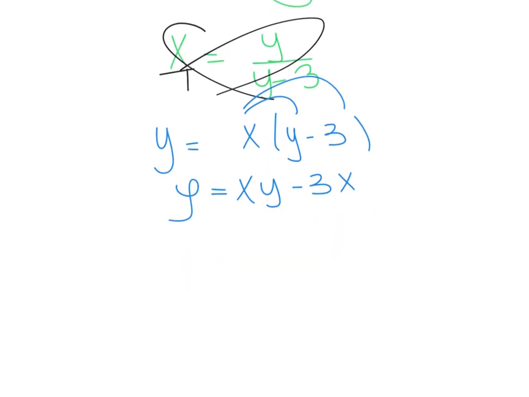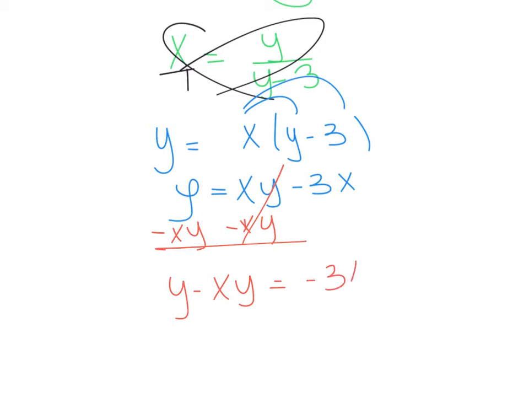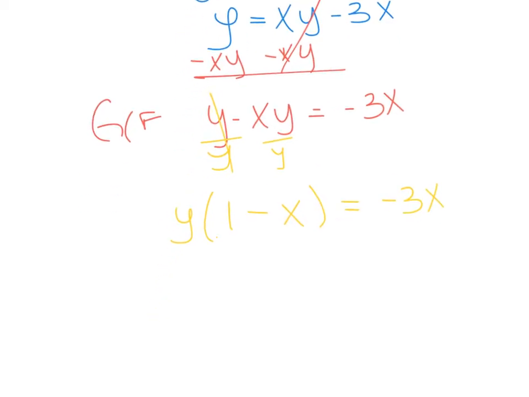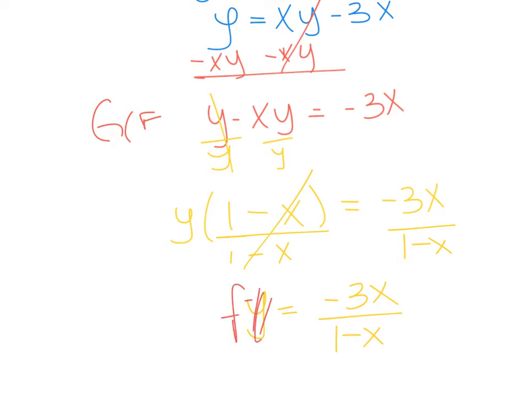In order to solve this, you're going to want to group all the y's to one side and everything else to the other. Get y minus xy equals negative 3x. And because there are 2 y's on this side, what you're going to do is use GCF, and you're going to factor out a y and pull that out to the side and be left with 1 minus x. Now you're going to divide by 1 minus x, and you'll end up getting y equals negative 3x over 1 minus x. Also, we're going to label this f negative 1 of x.